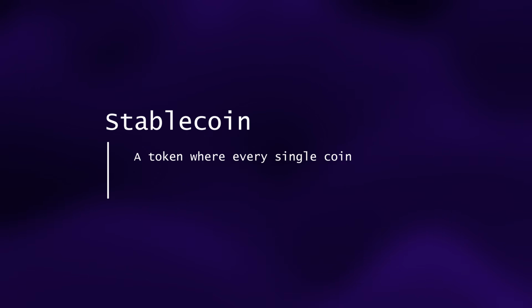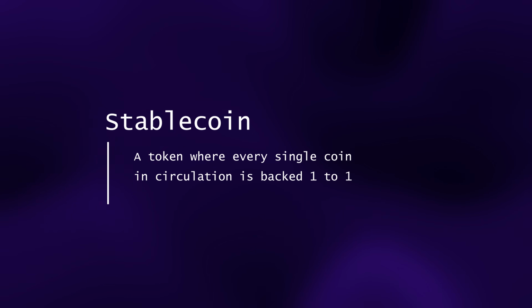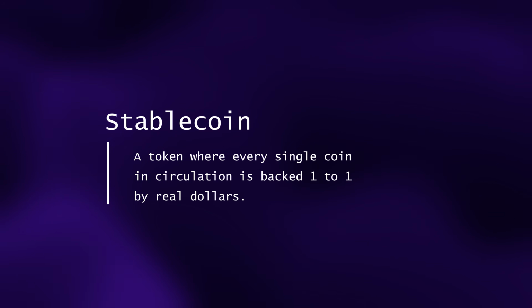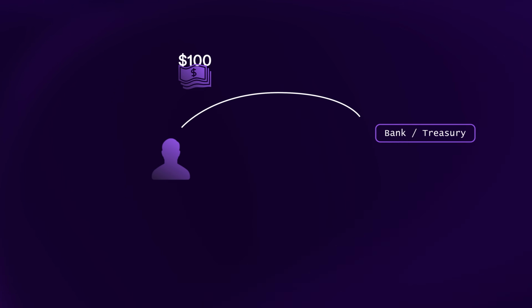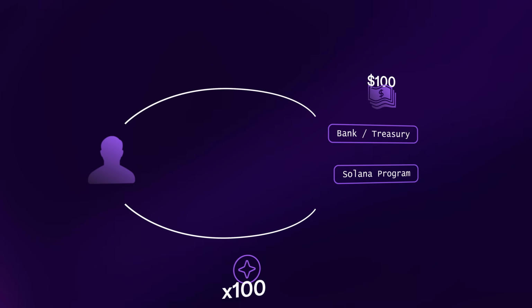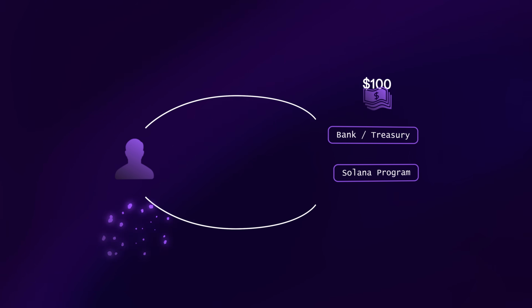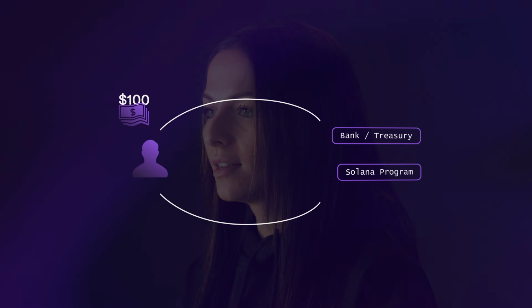It's a token where every single coin in circulation is backed one-to-one by real dollars, sitting in a bank account or treasury bills. When someone deposits $100, we mint 100 tokens. When they want their dollars back, we burn the tokens and release the funds. Simple concept, but building it correctly requires understanding some critical Solana concepts.